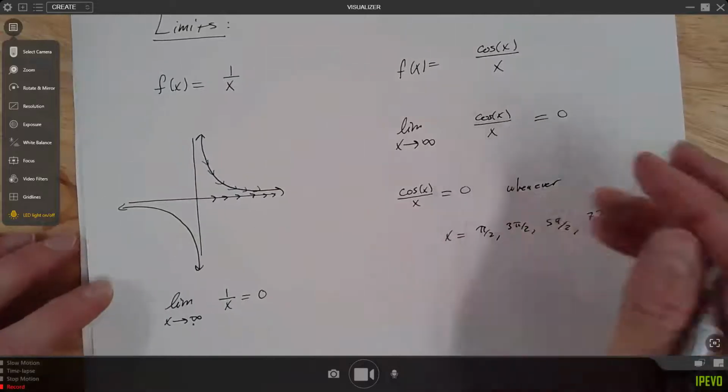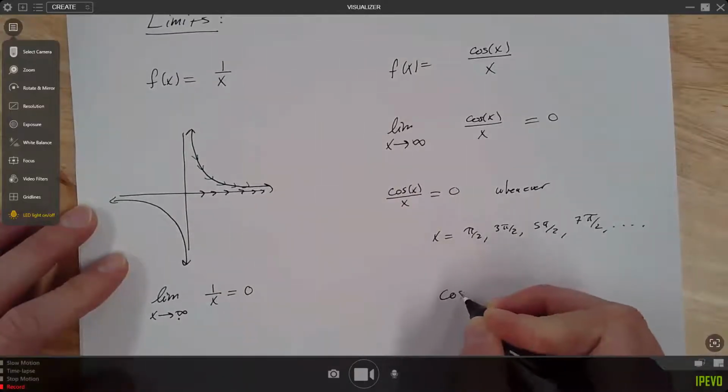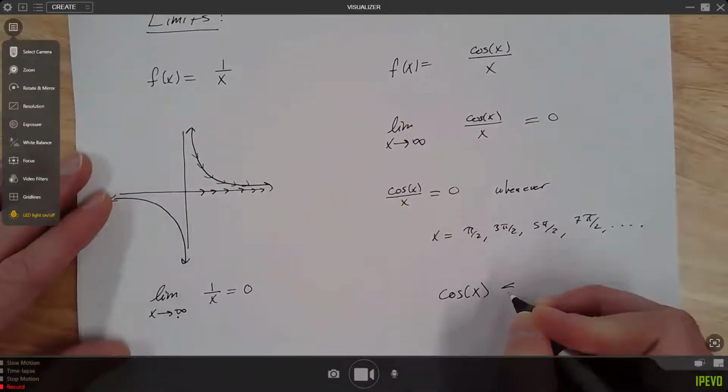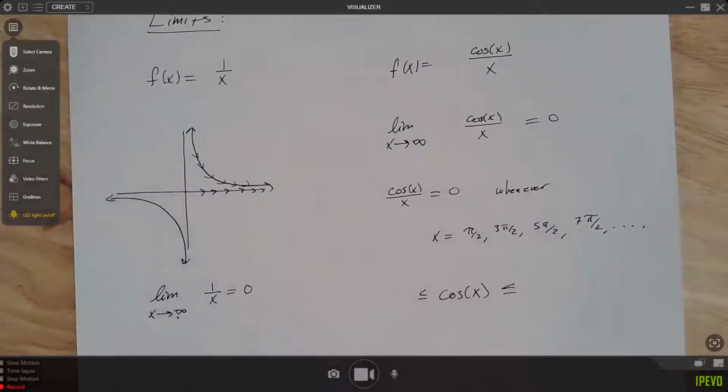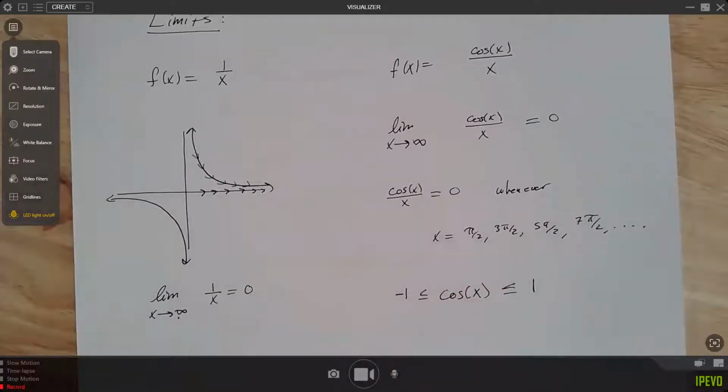So the way you show this, and this is very typical when you're taking a limit specifically involving sine or cosine, and usually to infinity, although it doesn't have to be to infinity. So here's what I'm going to say. Cosine of x, this is something we all need to know, is always between what two numbers? What's the graph of cosine look like? What's the range of cosine? It's always between -1 and 1.